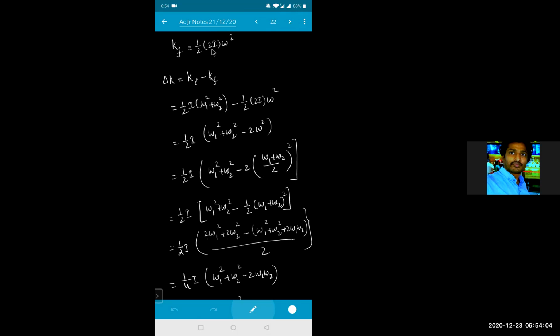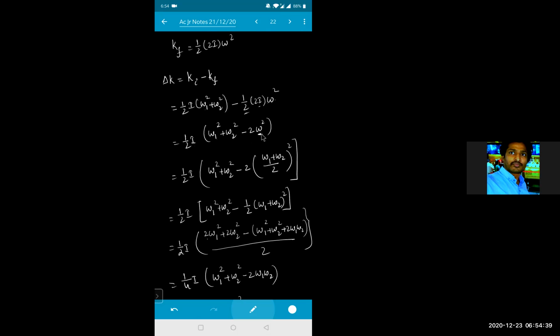Final will be equal to half into 2I into omega square. So the loss, delta K, is equal to K initial minus K final. K initial is half I into omega 1 square plus omega 2 square, minus half of 2I into omega square. In this one, half I we can take common. So it is half I into omega 1 square plus omega 2 square minus 2 into omega square.